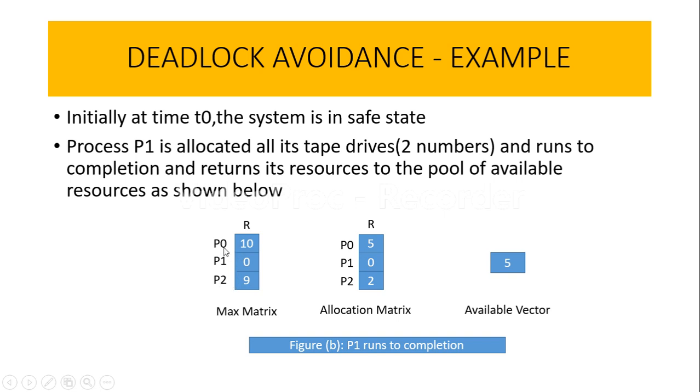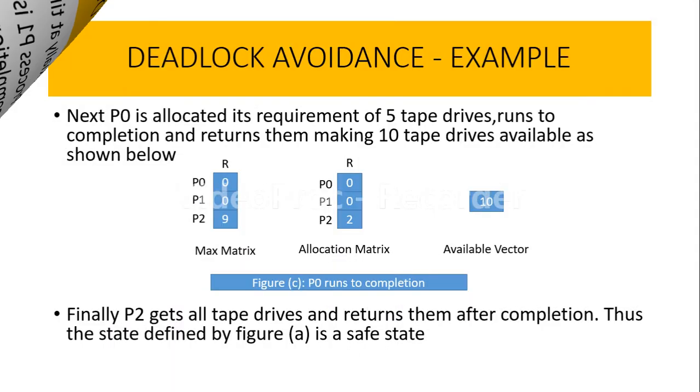If you see process P0, it already has 5 and the maximum requirement is 10. That means it requires 5 more instances, and if you see the available vector, we have 5 instances there. So we can allocate those 5 instances to P0, and P0 can finish its execution. After finishing, you can see that P0 has released all the 10 instances of the resources. So that's why the available vector is 10 now.